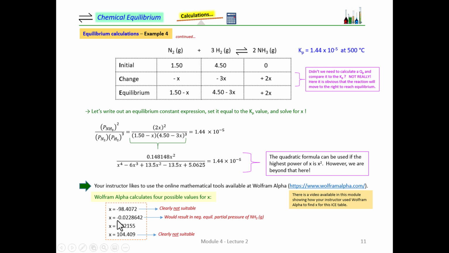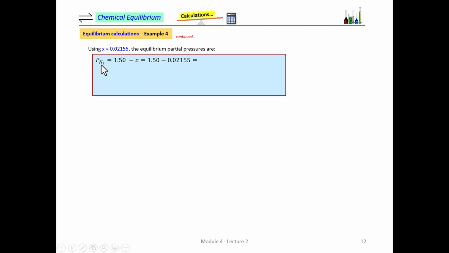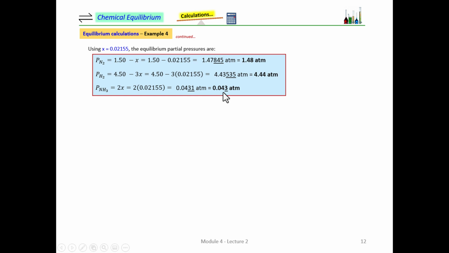An x value of minus 0.02 would result in a negative equilibrium partial pressure for ammonia, because the ammonia partial pressure at equilibrium is plus 2 times x, and if x is negative, we'd get a negative pressure here. So the only reasonable value for x is right here, 0.02155. So on the next slide, we'll use this chosen value of x to calculate the equilibrium partial pressures of the reactants and the products. So using this value of x, we get an equilibrium partial pressure for nitrogen of around 1.48 atmospheres, for hydrogen 4.44 atmospheres, and for ammonia 0.04 atmospheres.